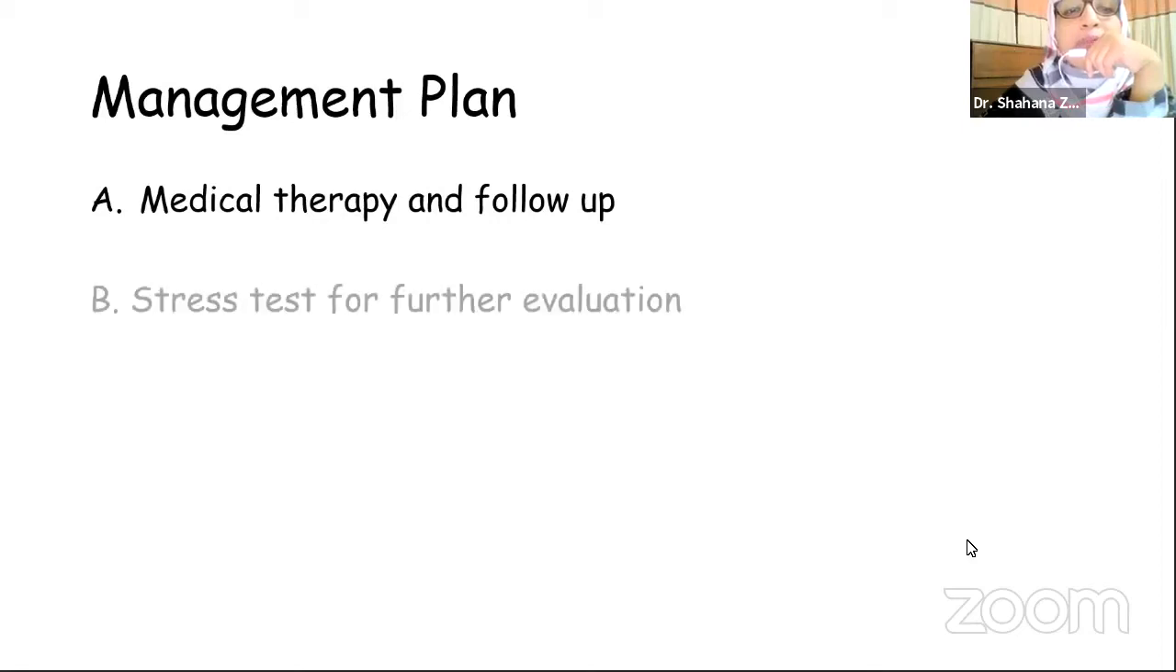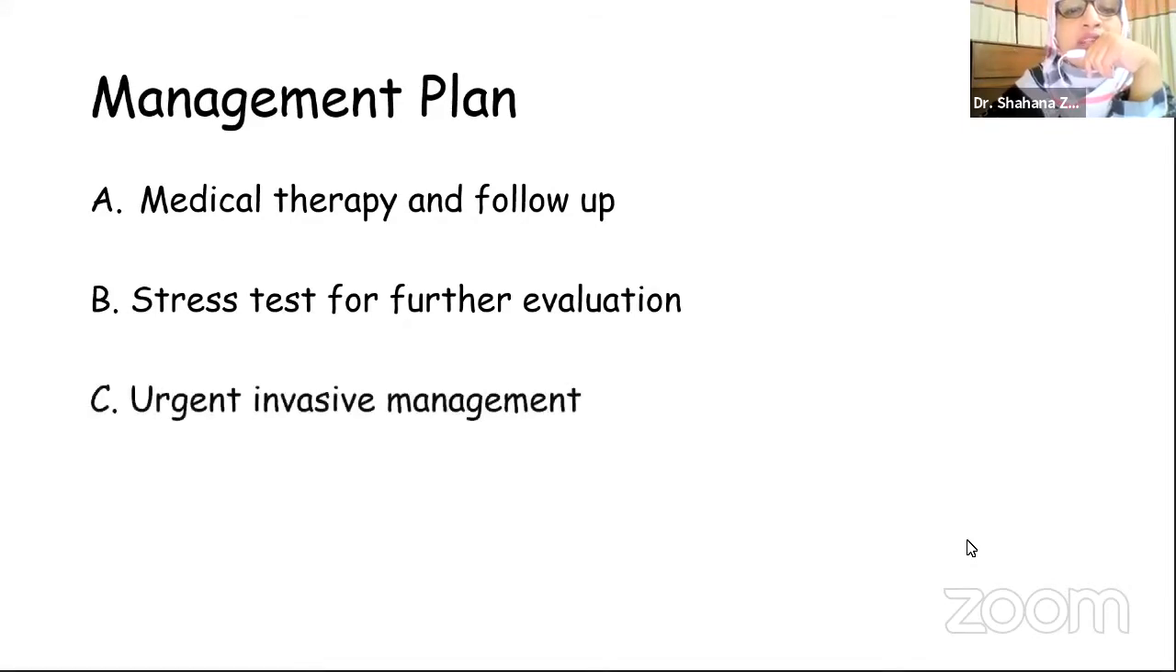Therapy and follow-up. Stress test for further evaluation as this patient has no symptom at present, or urgent invasive management.